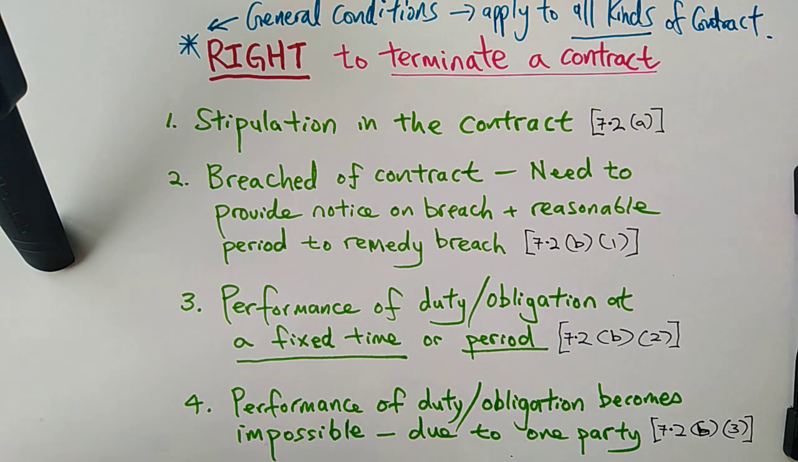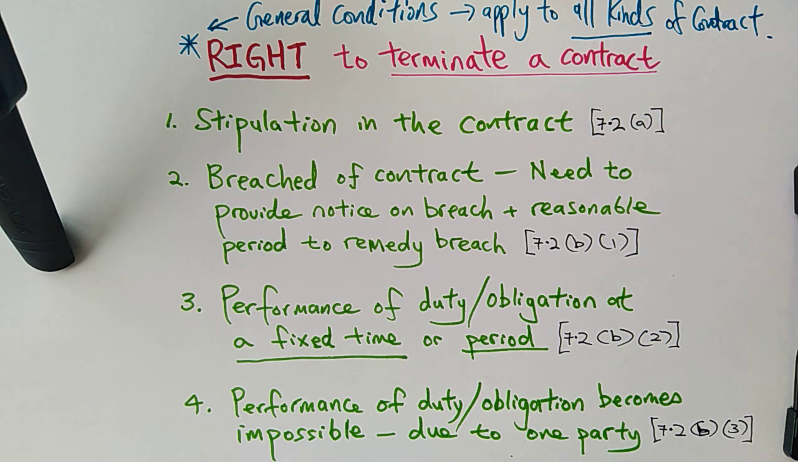Okay. The first right. You see these black numbers here. These are the numbers in that section 7. I put in only the keywords. I don't explain everything because it's already in the book. I just put in the keywords for each of the rights, each of the situations whereby you get the right to terminate. And these are the relevant section numbers in the book for your reference.